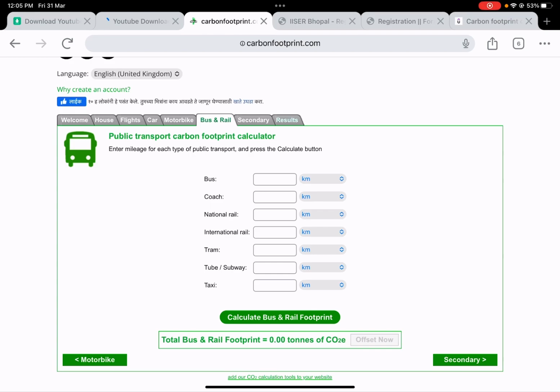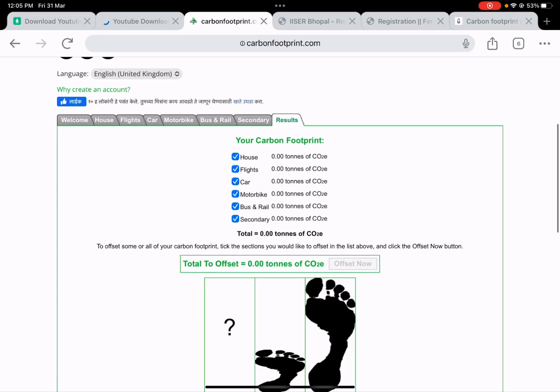So this way, the calculator would generate the result, and this would be the output of the carbon footprint calculator. So this is one such carbon footprint calculator which is available online. Okay, I have tried to explain the logic behind how a carbon footprint calculator is designed, or how you can also design your own carbon footprint calculator in any coding language one might choose.